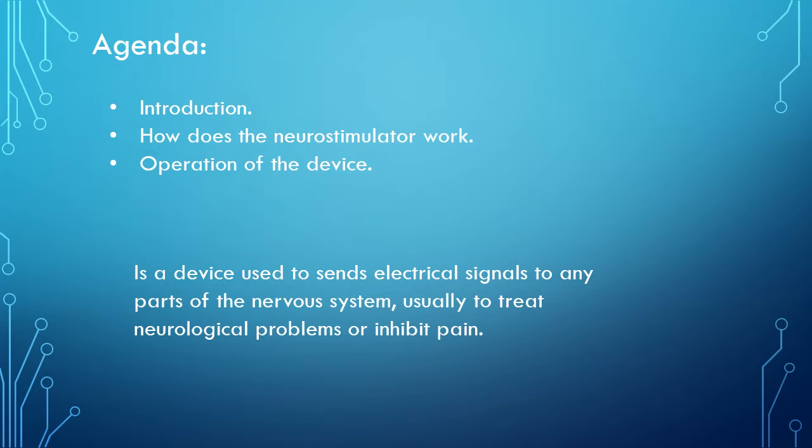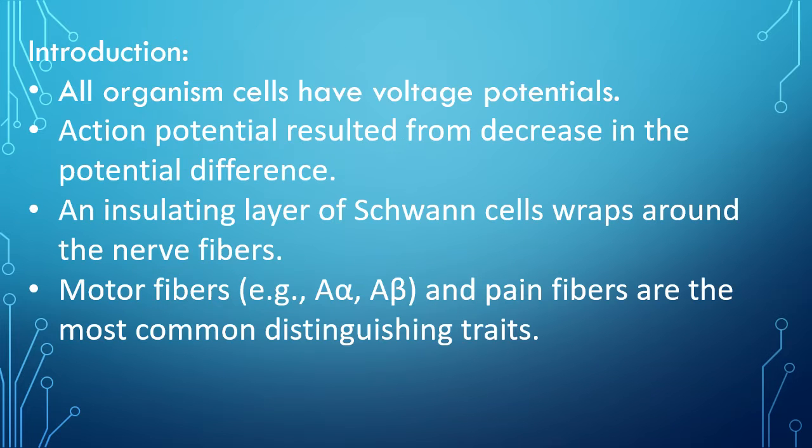First, what is a nerve stimulator? A nerve stimulator is a device used to send electrical signals to any parts of the nervous system, usually to treat neurological problems or inhibit pain. All organisms' cells have voltage potential, also called membrane potential, measured from the outside to the inside. It usually ranges from minus 60 to minus 100 millivolts. For muscle and nerve cells, it is typically around minus 90 millivolts.